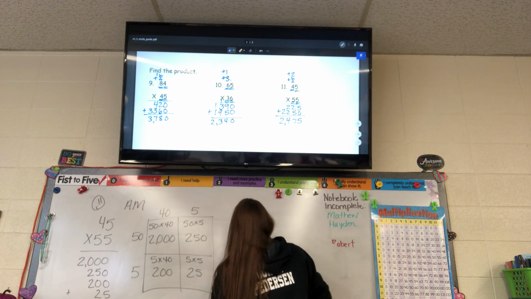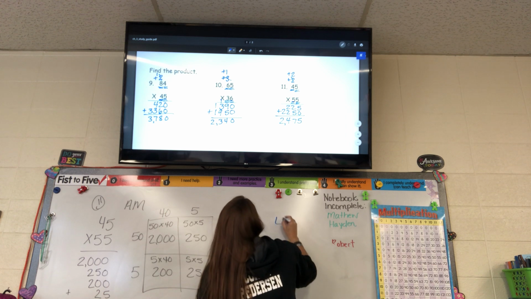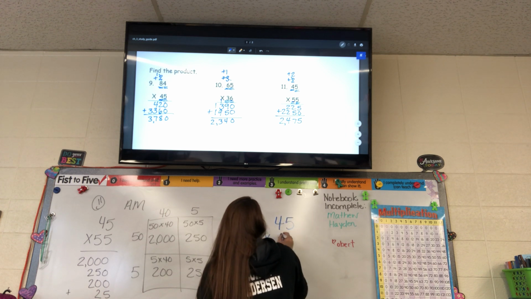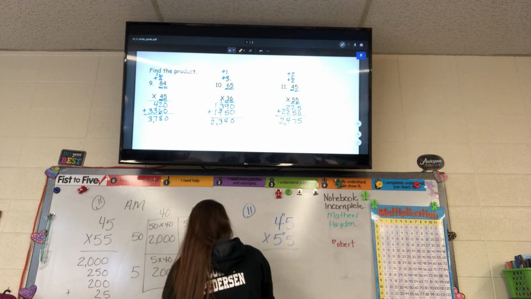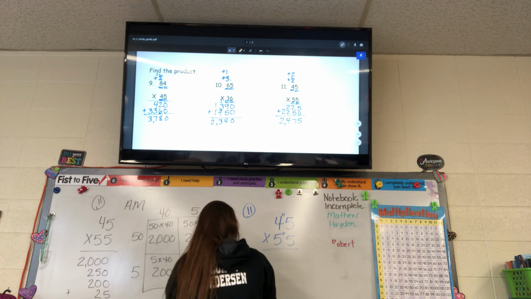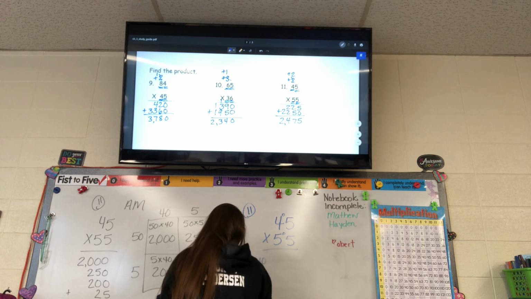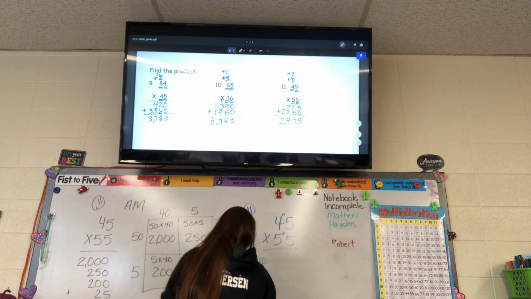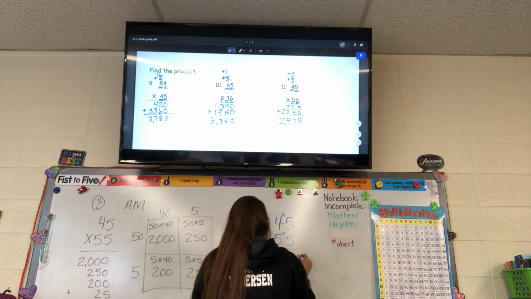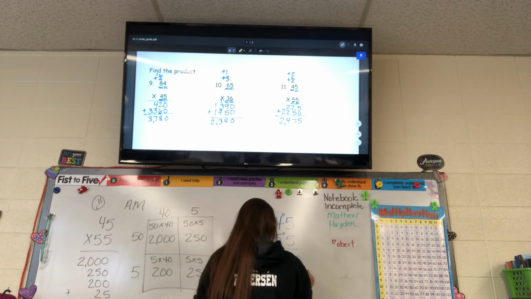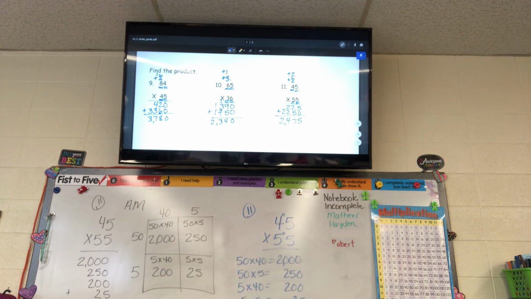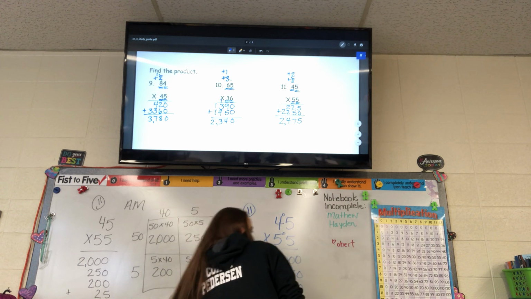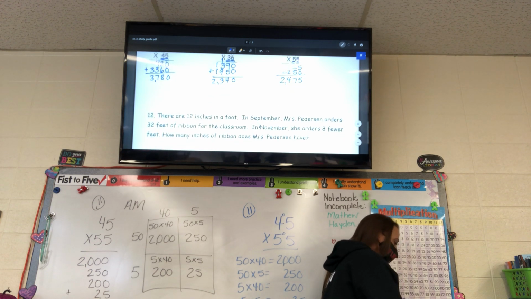Partial products for number 11. 45 times 55. 0 placeholder, 0 placeholder. 50 times 40. 50 times 5. 5 times 40. 5 times 5. 2,000. 250. 200. 25. Okay. Get copied quickly. We're moving on to number 12.